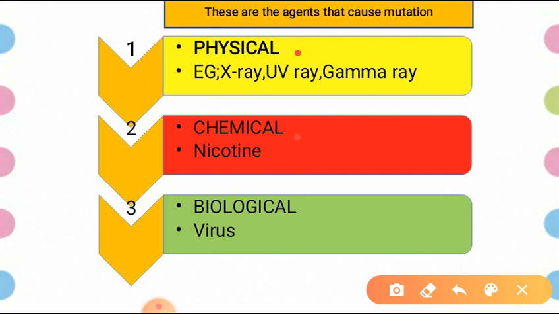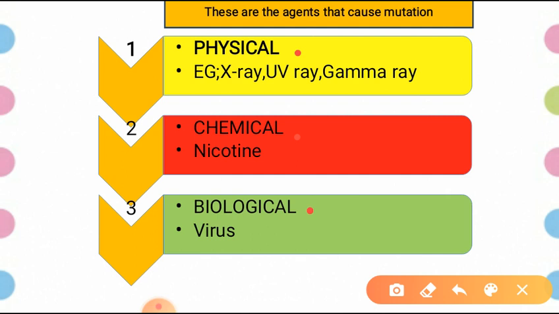Second is chemical mutagen. Example for chemical mutagen is nicotine. Third is a biological mutagen. Example is virus. Sometimes virus also can cause mutation. Virus is a living entity. It's a borderline. So, it is considered to be a biological mutagen.